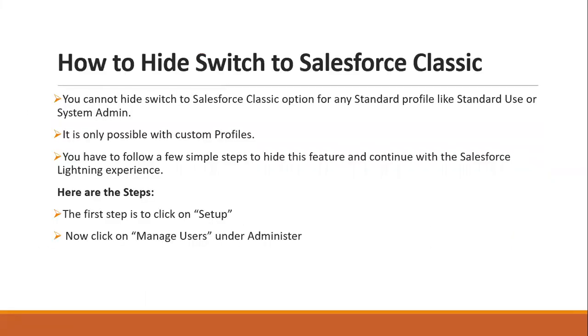But if we want a specific user to be assigned only the Lightning user interface, meaning that user is not able to switch to Classic and has only Lightning user interface access, then what we have to do is hide the checkbox. The checkbox name is "Hide switch to Salesforce Classic". So what are the steps?